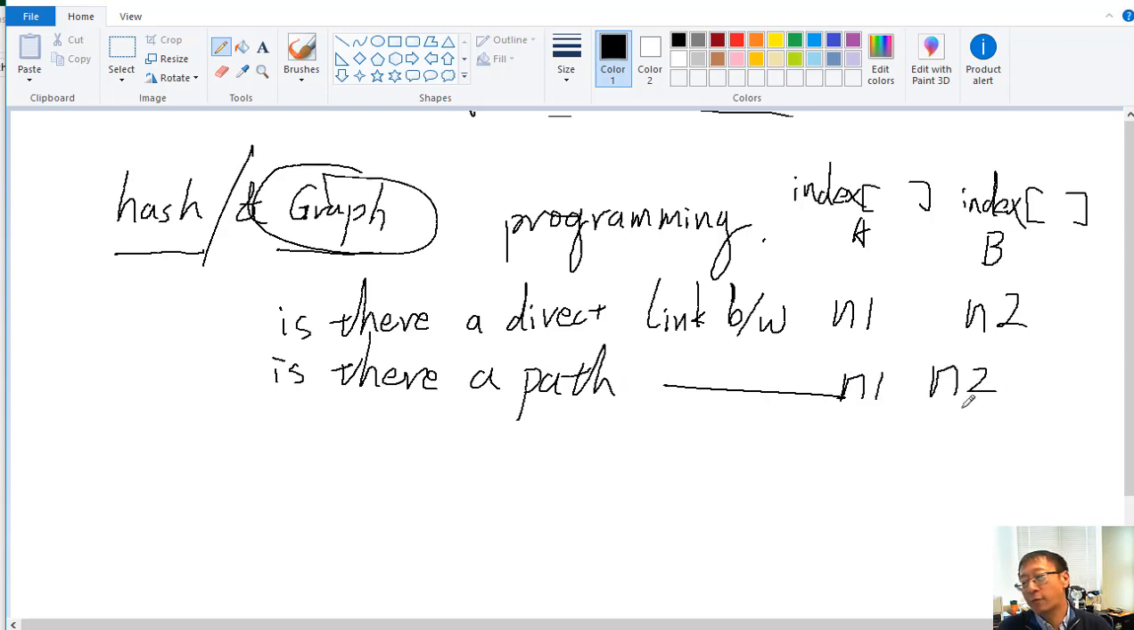The second question we frequently see is, is there a path between N1 and N2? This will be quite a bit different. Why? For the previous one, we're looking for a single step edge, whether or not there's an edge directly from N1 to N2. If they were talking about a path, it can be any length. Okay, it can go all the way through this graph and finally reach N2. So we need to pay close attention to how we find this path. And if you look at zyBook, they have the BFS and the DFS. The depth first or the breadth first, okay?